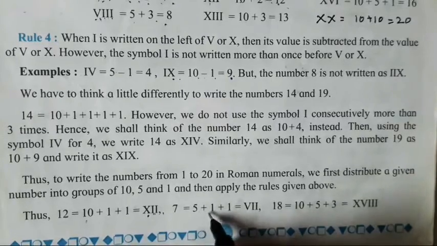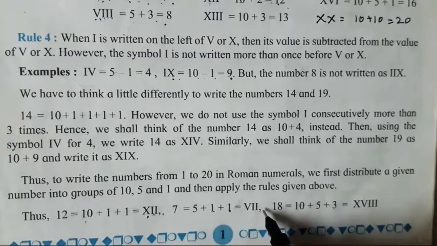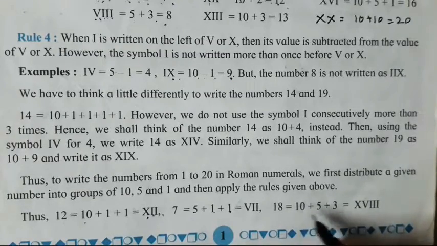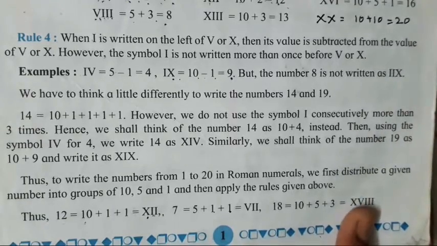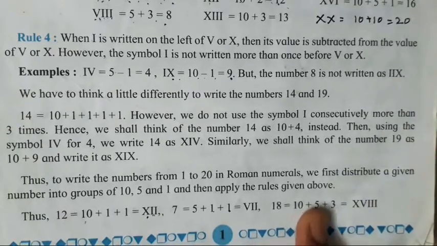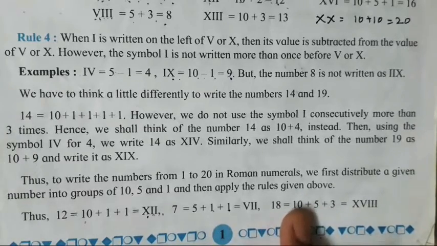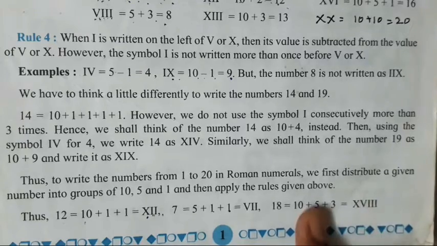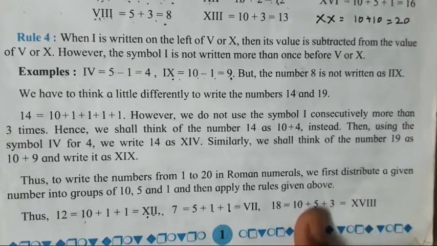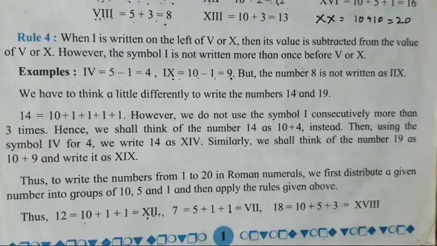7 is equal to 5 plus 1 plus 1. So 5 means V and double I, you all have to write for 1. 18 is also 10 plus 5 plus 3. So according to the signs, you all have to break the number in this way. Okay, 18 means 10 plus 5 plus 3. For 10 the sign we have is X, 5 we have as V and 3 is triple I. Got it? Now let's solve the exercise so that it will be more clear.